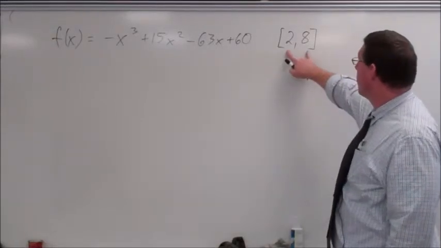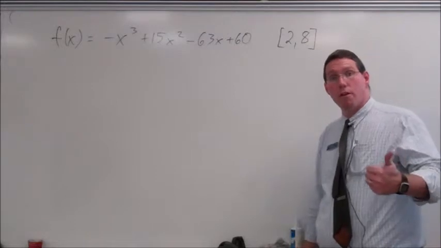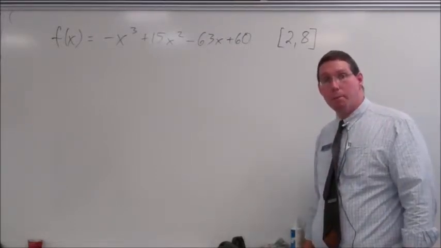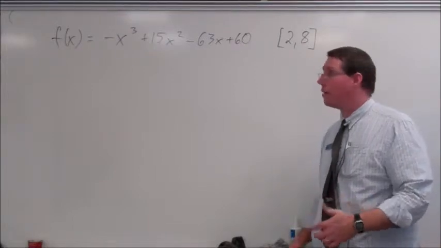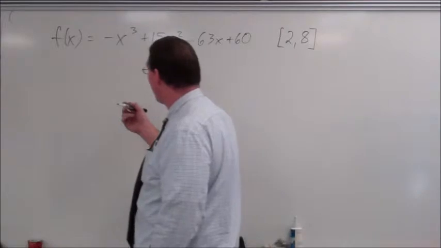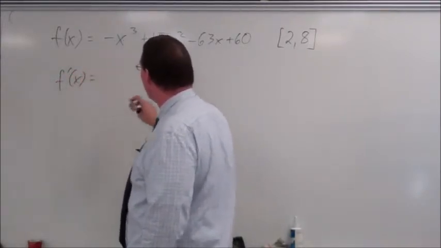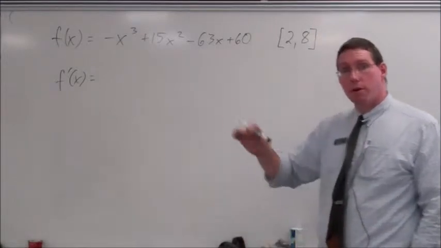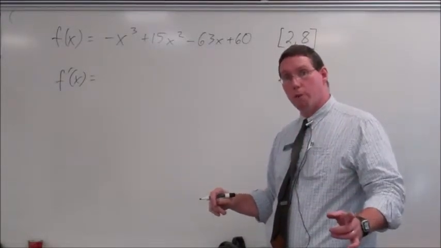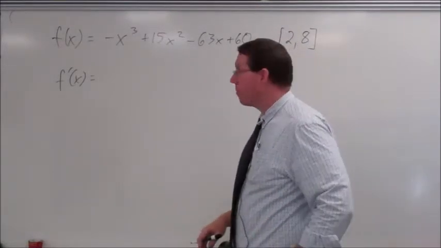We're looking for the absolute maximum and minimum on a closed interval from 2 to 8. So it's a closed interval, it's continuous, therefore the extreme value theorem can be applied, and it guarantees that we will have an absolute maximum and an absolute minimum. Let's find out what they are. We've got to find the derivative, critical points and endpoints. Always look for critical points and endpoints to find where our maximums and minimums are.